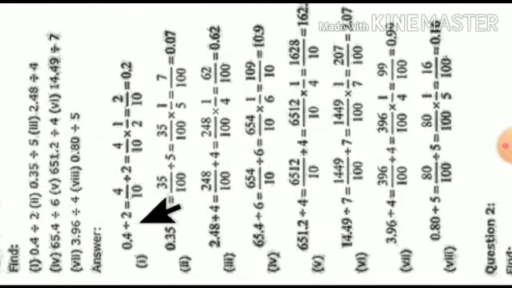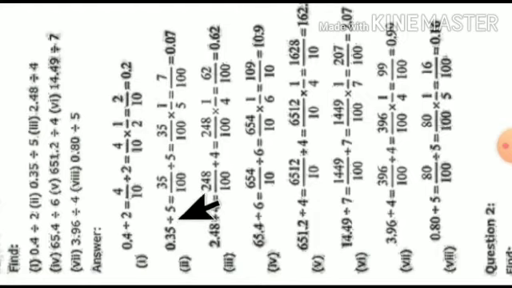0.4 divided by 2 equal to 4 upon 10 divided by 2. Now this divide sign we will convert into multiply. So this number will get reversed. So this is 2 means 2 upon 1, it will become 1 upon 2 equal to 2 upon 10. So 2 1s are 2, 2 2s are 4, so equal to 2 upon 10, that is 0.2.